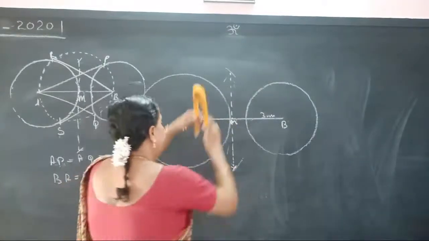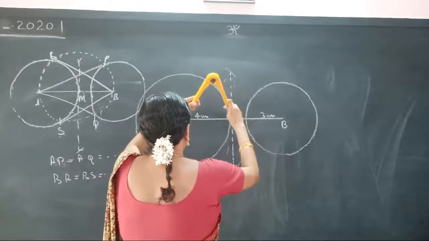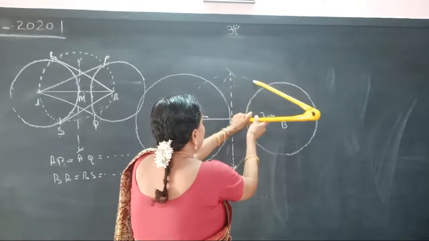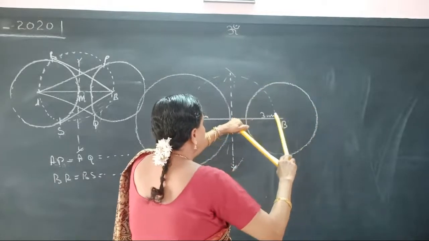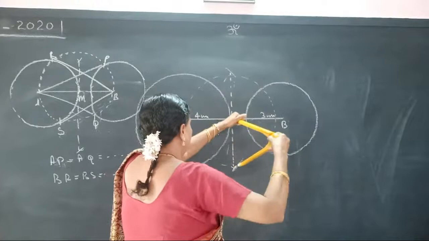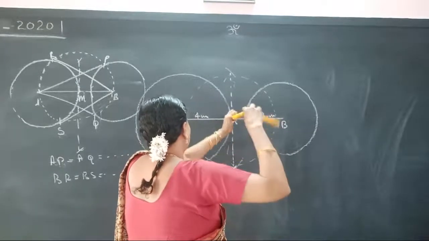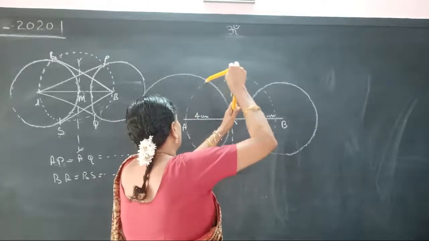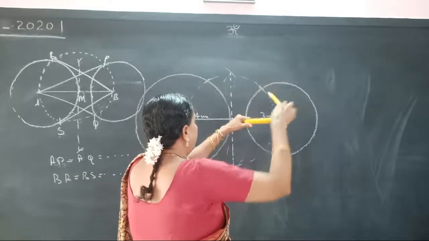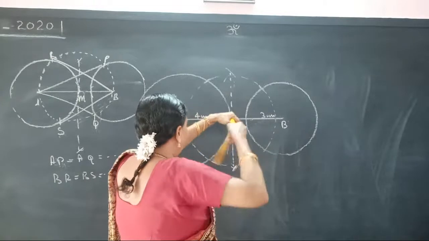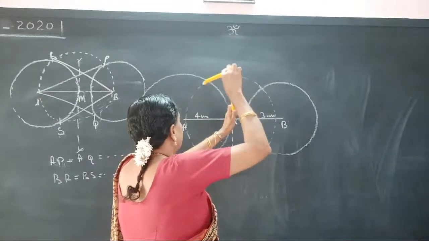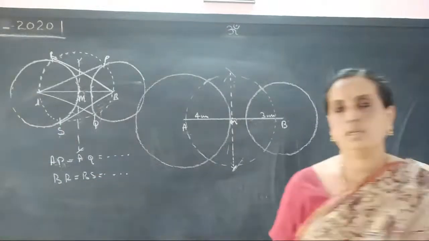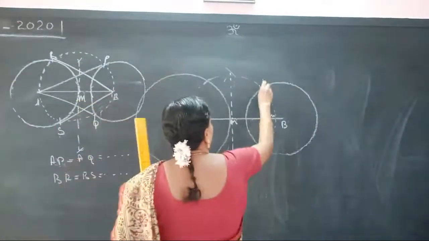Now with M as center, MA as radius, draw a circle which is intersecting the given circle at, so highlight this intersected point here, P, Q, R and S. Okay. So now join first AP and AQ.